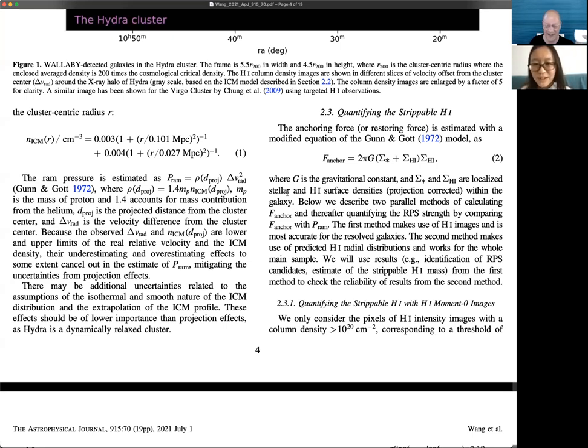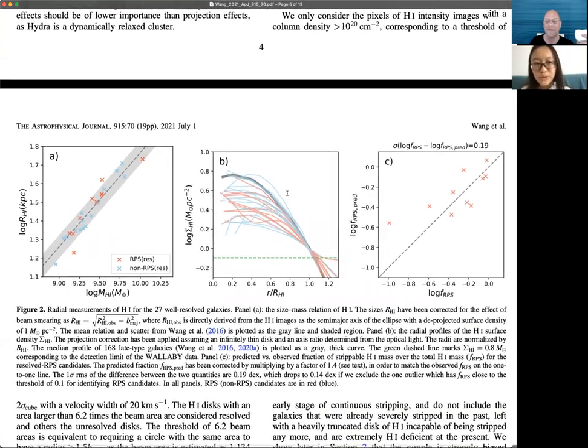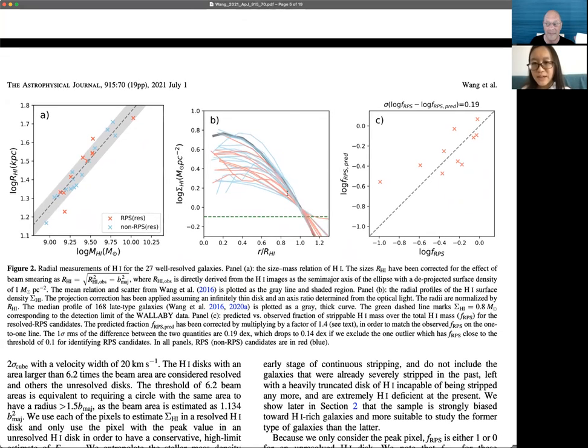We use a modified form of that model, because the original model only considered the anchoring force from the stars, the gravitational potential of the stars. But in this study, we also take into account the self-gravity of the HI gas. As we will show later, one of the most important reasons for the results in this paper is that the HI disks extend much further than the stellar disk. In the very outer region, it is really the HI self-gravity that anchors the gas on the disk plane. The stellar component has a very small fraction of the baryonic mass there.